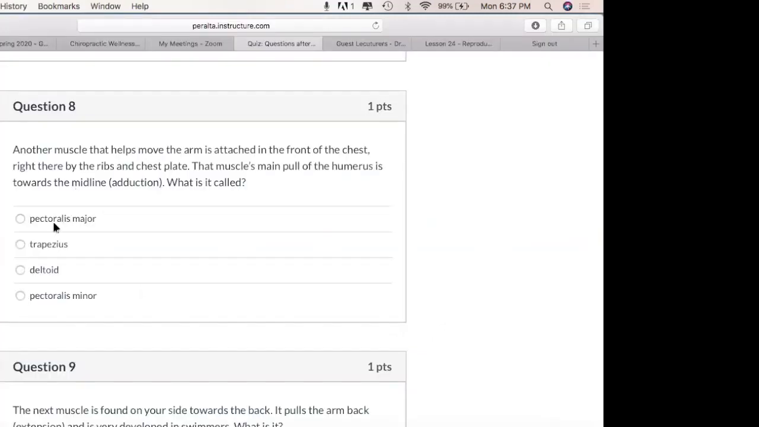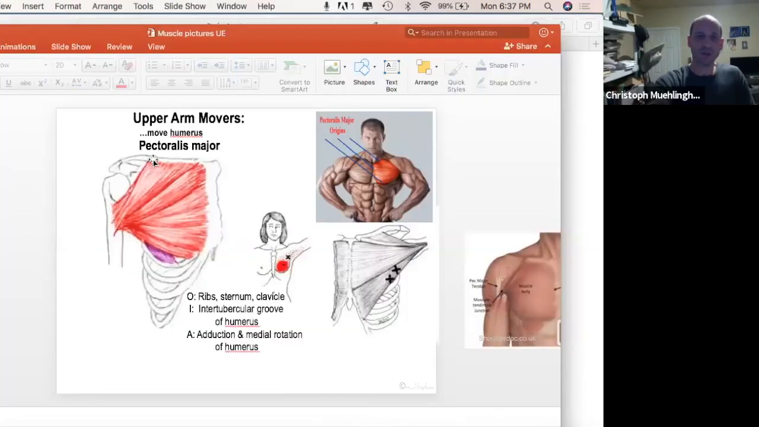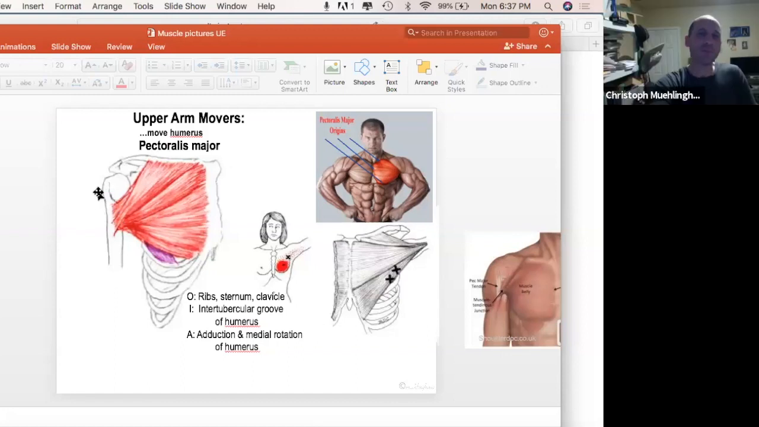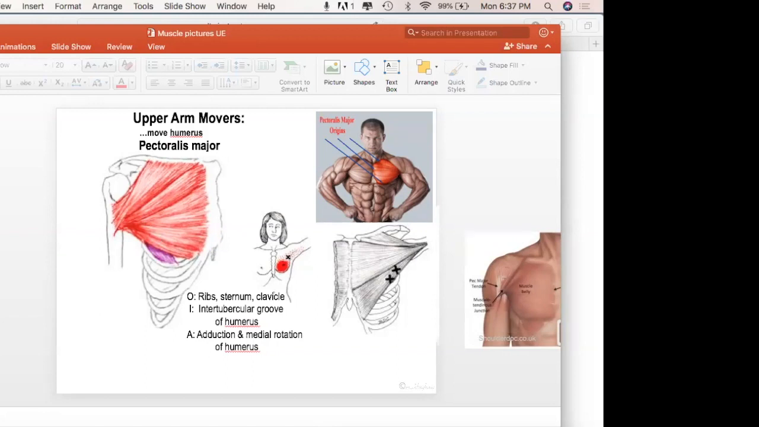So it's attached. Wait, let me put the picture up. It's attached to the clavicle, the chest plate, and actually even the ribs down here. And then it goes into the arm, right by the armpit. And so that one brings the arm nicely downward and back into the chest.